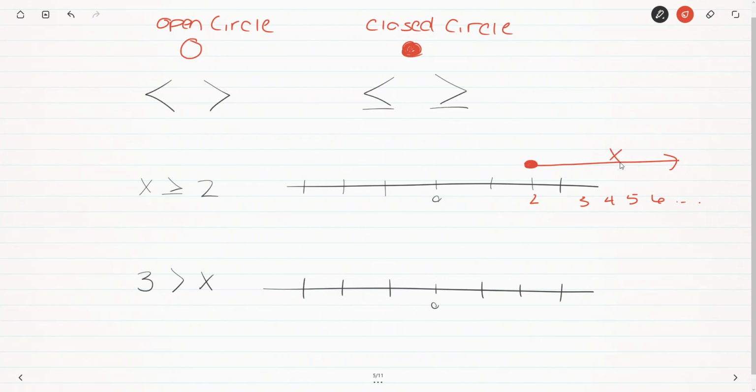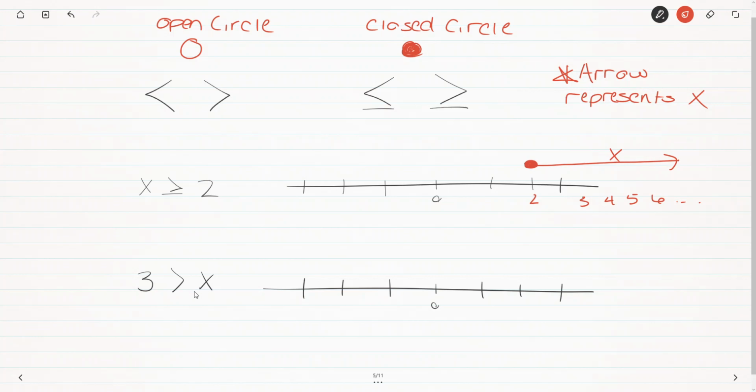So the arrow is representing the x. And I want you to make a little note of that. The arrow represents x. So the arrow is what represents x when you are graphing.